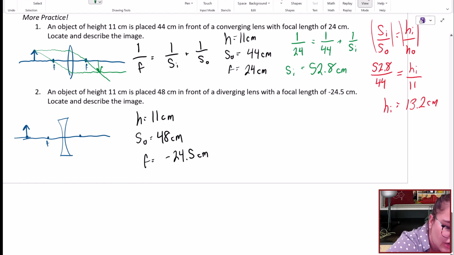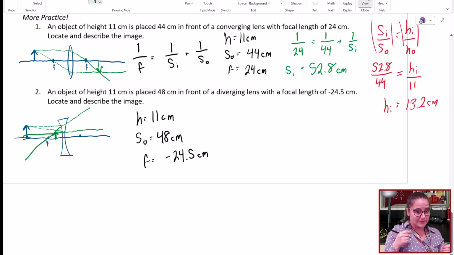Quick little sketch. Again, we go parallel. We refract as if we came from that near focal point. We go toward that far focal point. We refract parallel. And then we trace them back. And we expect an image about like that on the same side of the lens. Okay, so a negative image distance. Let's go ahead and do the math.